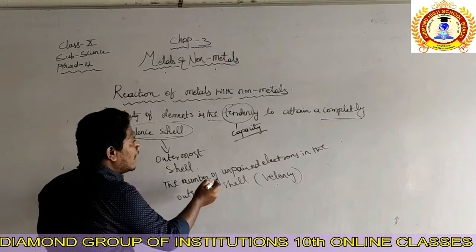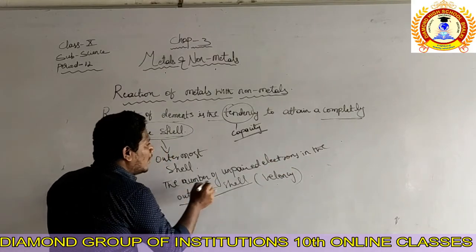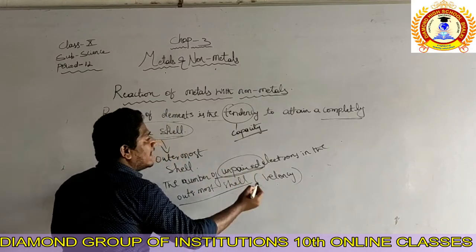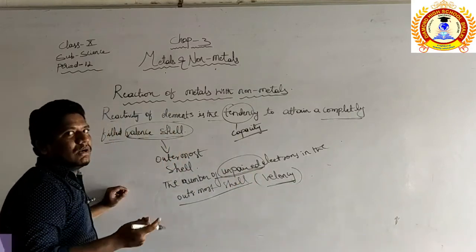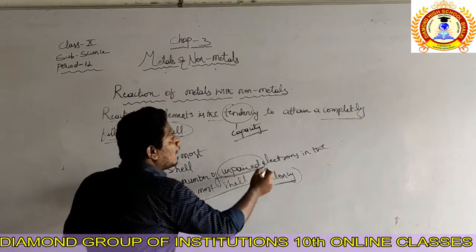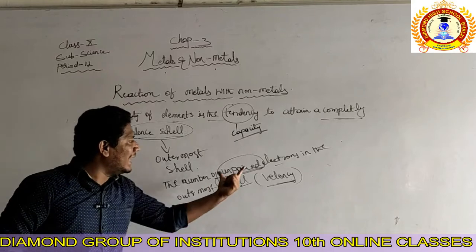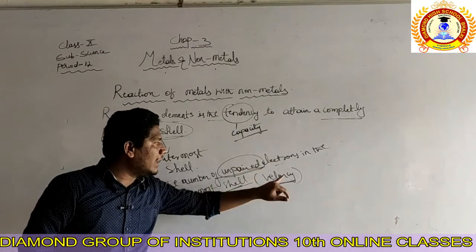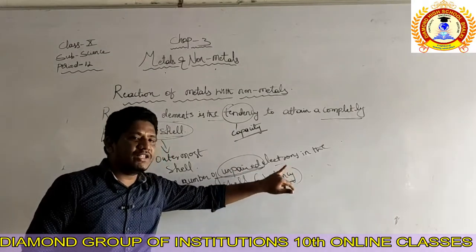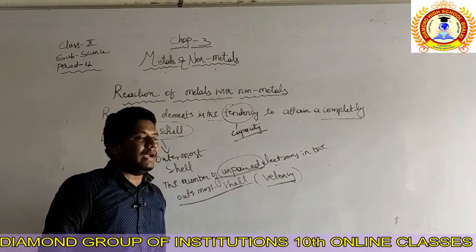The number of unpaired electrons present in the outermost shell means you have to include the word unpaired here in case of valency. But in case of valence, you should only write the number of electrons in the outermost shell. When you are neglecting the unpaired, it becomes valence, the definition of valence. If you are including the unpaired, it becomes valency, right?